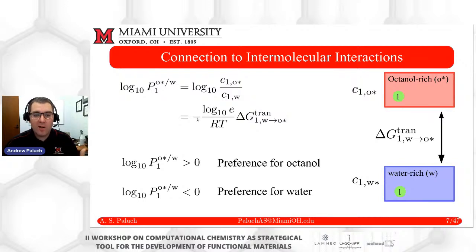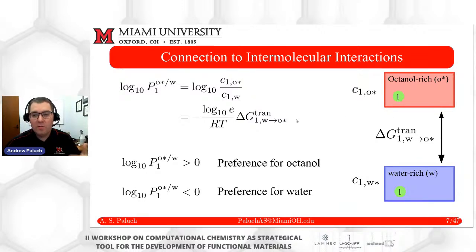Okay. So octanol-water partition coefficients, again, we can directly measure them: the concentration of my solute in my octanol-rich phase relative to my water-rich phase. And I can relate it to the intermolecular interactions in my system, whereas log P is related to the transfer free energy of taking a solute from my water-rich phase, which is essentially pure water, to my octanol-rich phase.